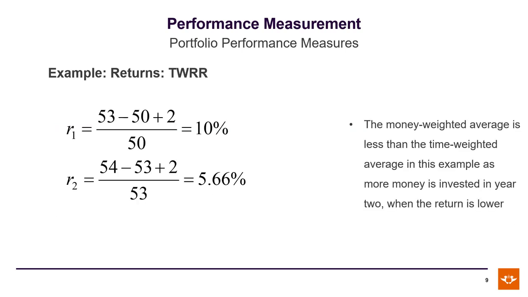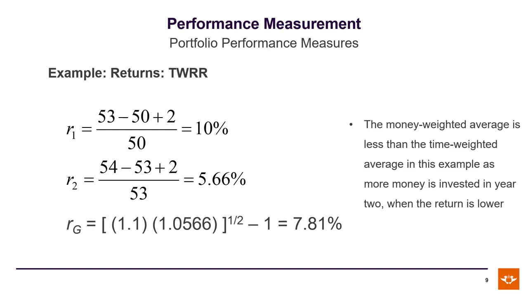When calculating time-weighted rate of return, we will invariably divide up our performance period into sub-periods. In this particular example, we have a 2-year performance period, which we will subdivide into 2 one-year periods. And for each 1-year period, we will calculate a holding period return, and we will use those holding period returns to calculate our geometric average or time-weighted rate of return.